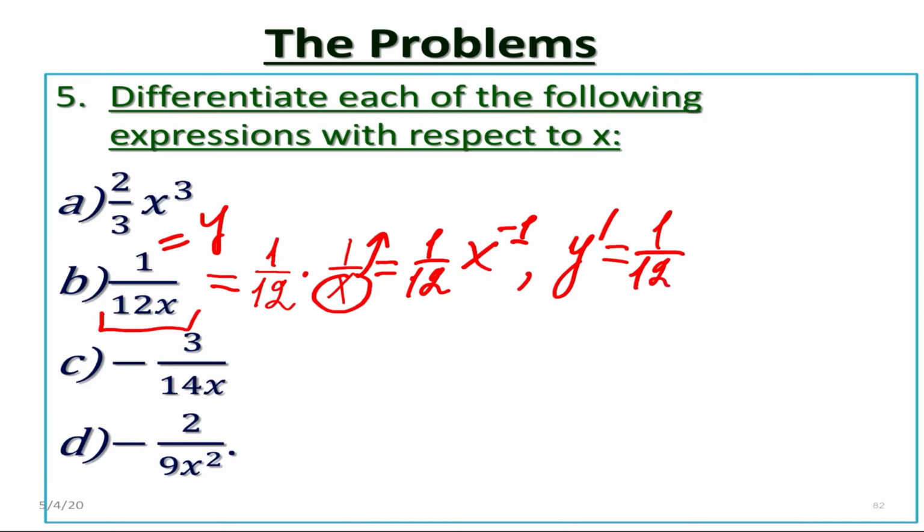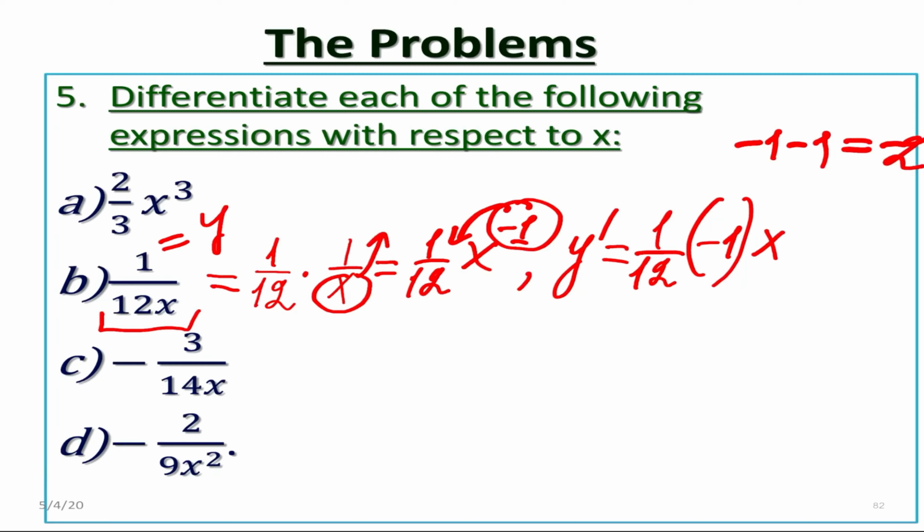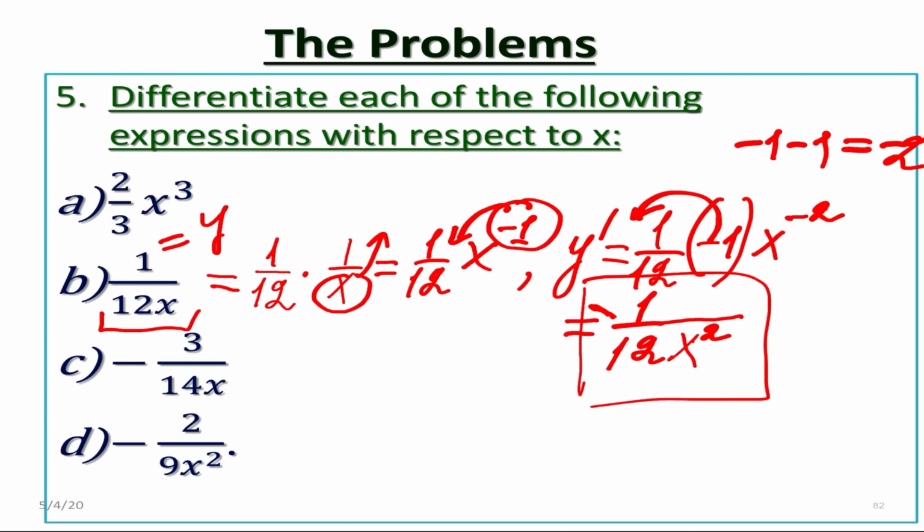So when we bring it up, your power becomes negative 1. Now we are going to apply the constant multiple rule. We want to first of all keep 1 over 12 and use the power rule. So we want to bring negative 1 in front and reduce your power by 1. So negative 1 minus 1 becomes negative 2. And we want to bring your x term back down in the denominator by making your power positive. And this negative sign we can pull out in front of the fraction.